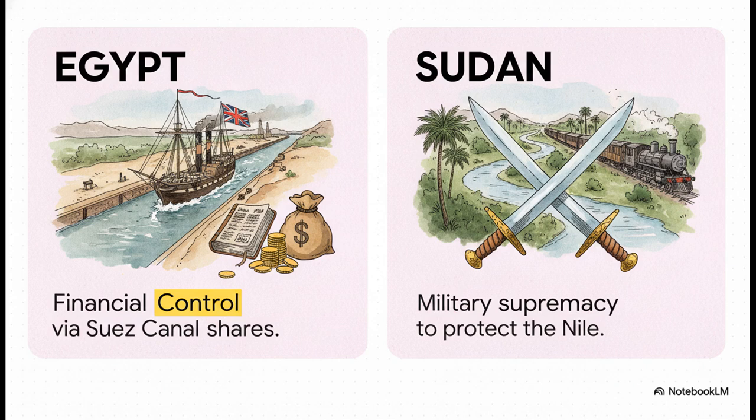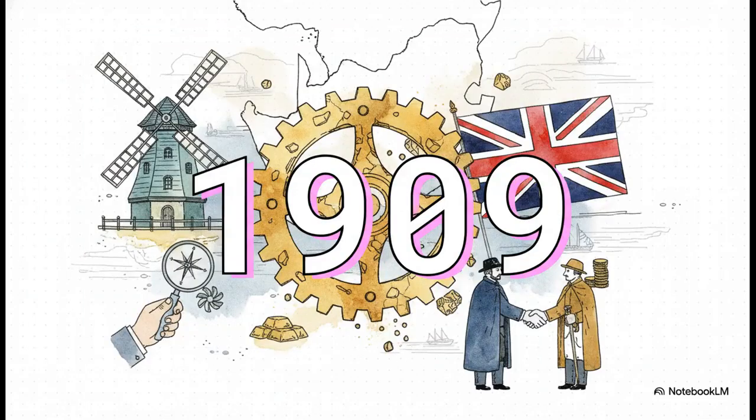Now, contrast that with Sudan. Sudan was strictly about strategic military supremacy. Why? Because the Nile River flows right through Sudan, and the Nile is the absolute lifeline of Egypt. To protect their newly acquired Egyptian financial assets, England simply had to control Sudan. They even ignored local opposition to build a military railway track there. So you have brilliant financial leverage on one hand and raw military strategy on the other.